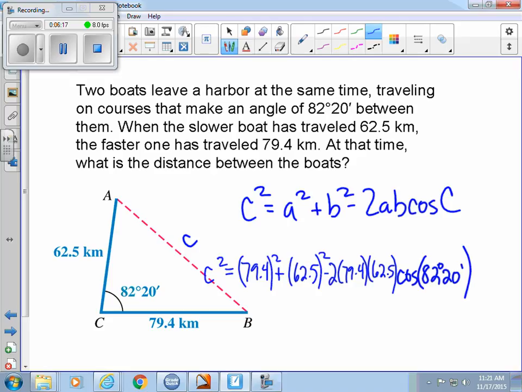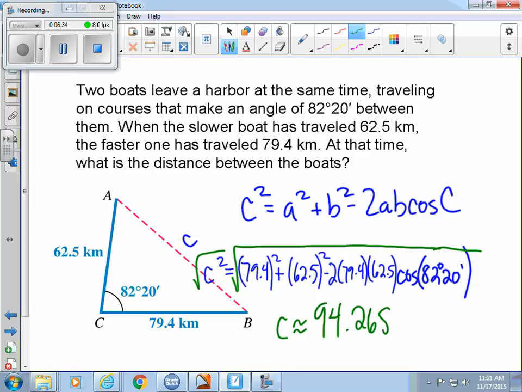Okay, now remember that C squared. Now if I were taking some time in my calculator, I would go ahead and type that in all under a square root. And so you get C is approximately what you say. So what did everyone get?